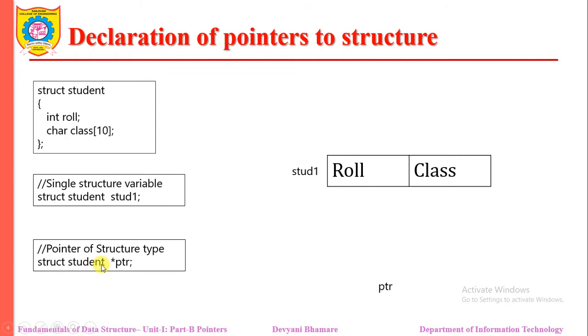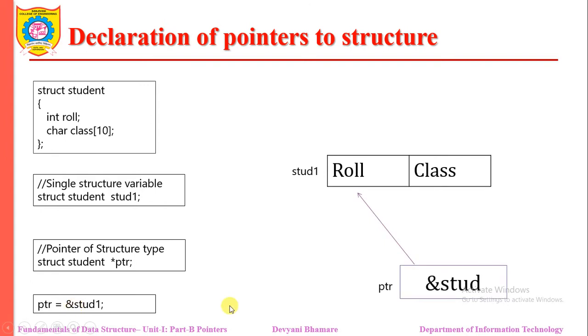Once the pointer has been declared, now we need to initialize it. So here ptr is a pointer which points to the stud1 variable, that variable of structure type. That's why we say ptr is equal to address of stud1. This indicates that ptr contains the address of stud1. So ptr is a pointer which points to this student's roll number and class indirectly.